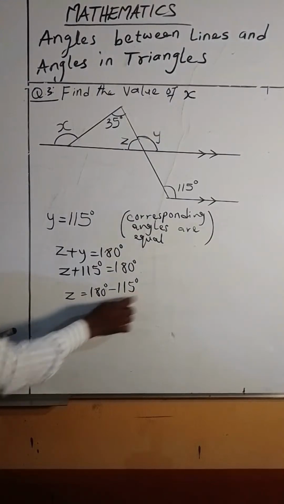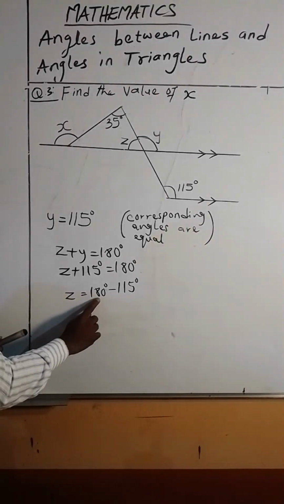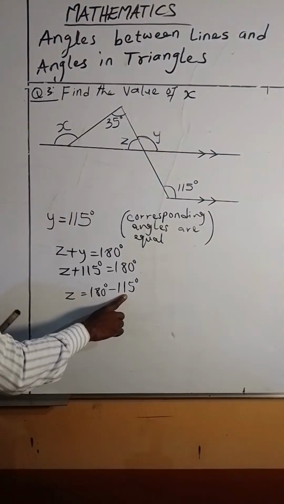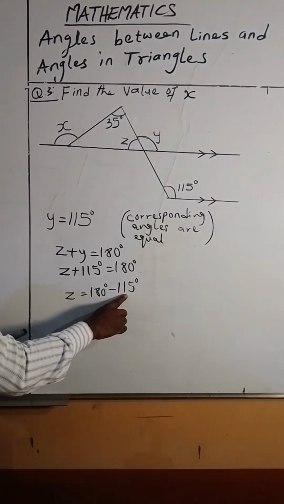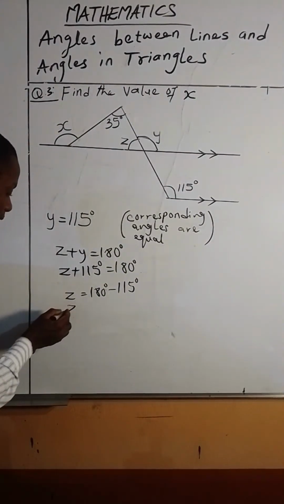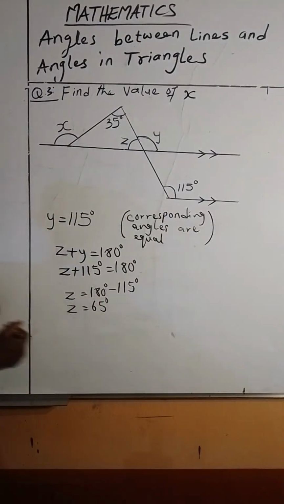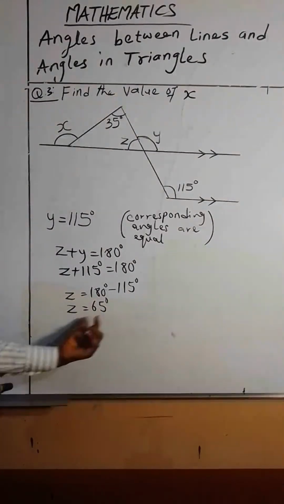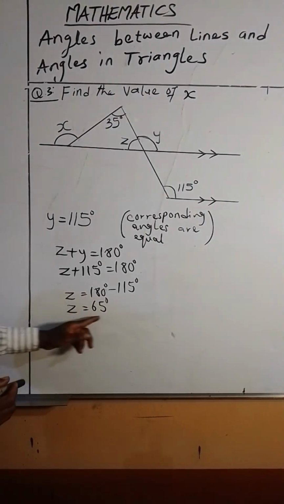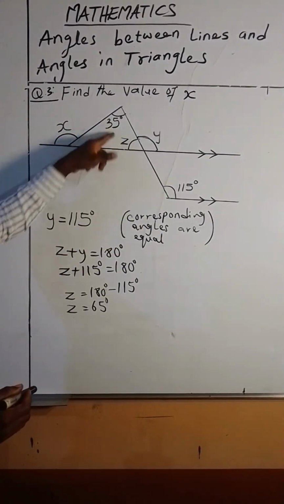This is how we solve this. When we do our subtraction, 180 minus 100, the 100 is gone. So 80 minus 10 is 70. 70 minus 5 is 65. So it means that Z is equal to 65 degrees. Z is 65 degrees, the answer for Z here.